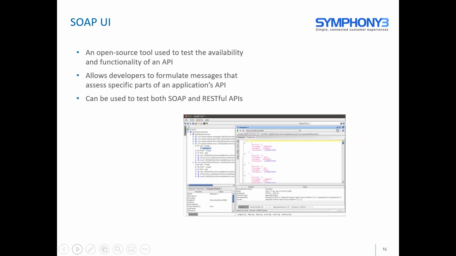Okay, SOAP UI, very quickly, is a user interface, free to download, I believe, and for any aspiring integration people in tech departments, worth downloading and playing with. Would that be correct? Yeah, it's a tool we use a lot here. It's basically just a good way to test out the availability and functionality of different APIs. Yeah, it's a really useful open source tool.